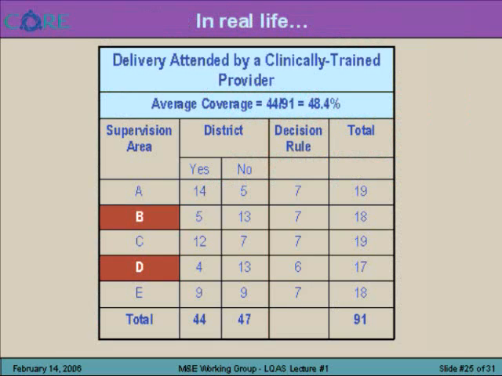Here is another example that happens quite often in real life. As you can see from this table, the sample size may not always be 19 per supervision area. When this happens, we will need to calculate decision rules for each supervision area. In this example, the average coverage is 48.4%. And with this information, we can go back to the LQAS table and identify decision rules for each supervision area for the corresponding sample sizes.